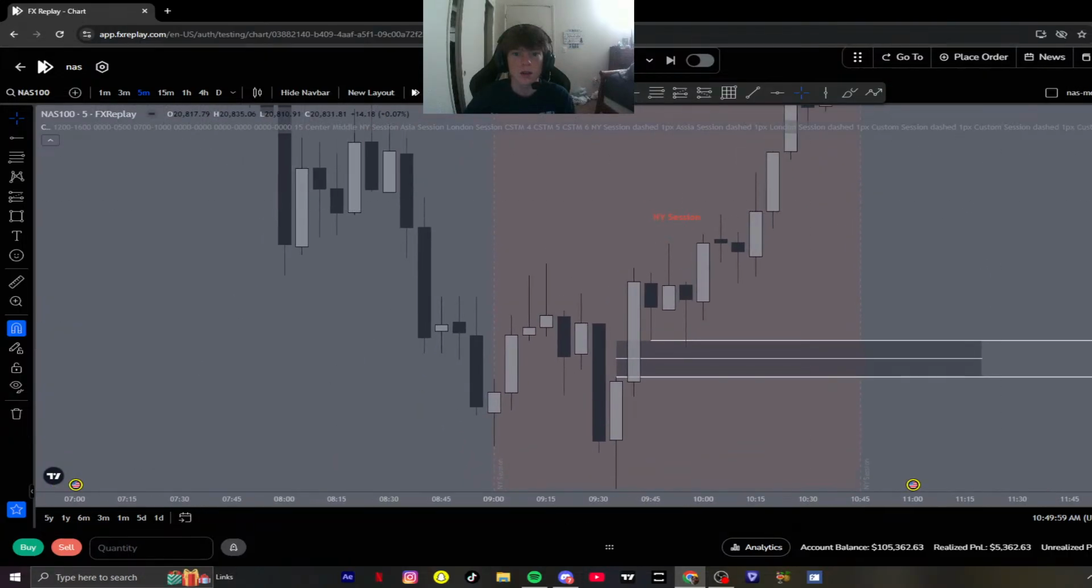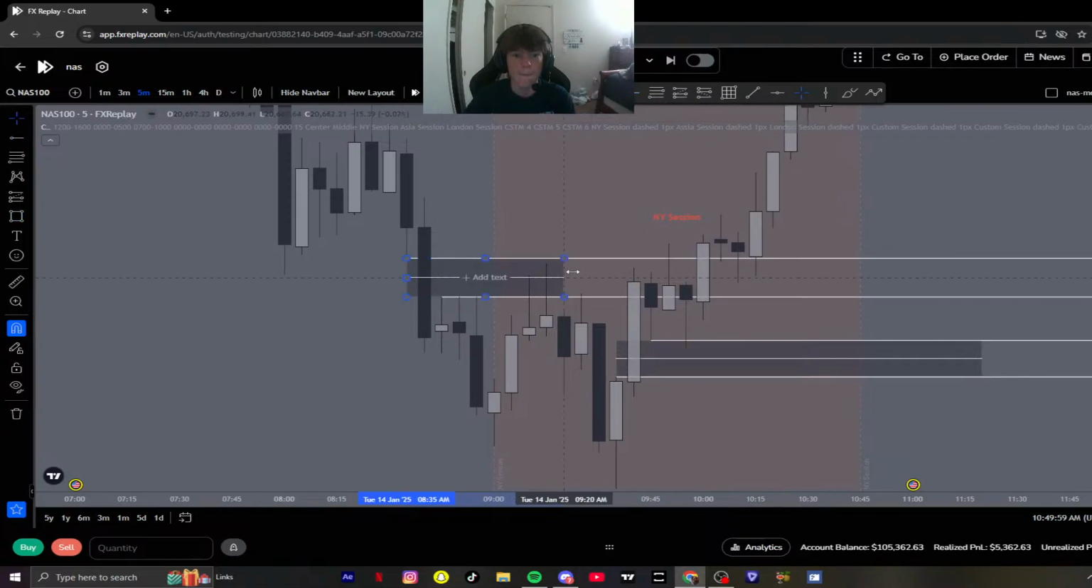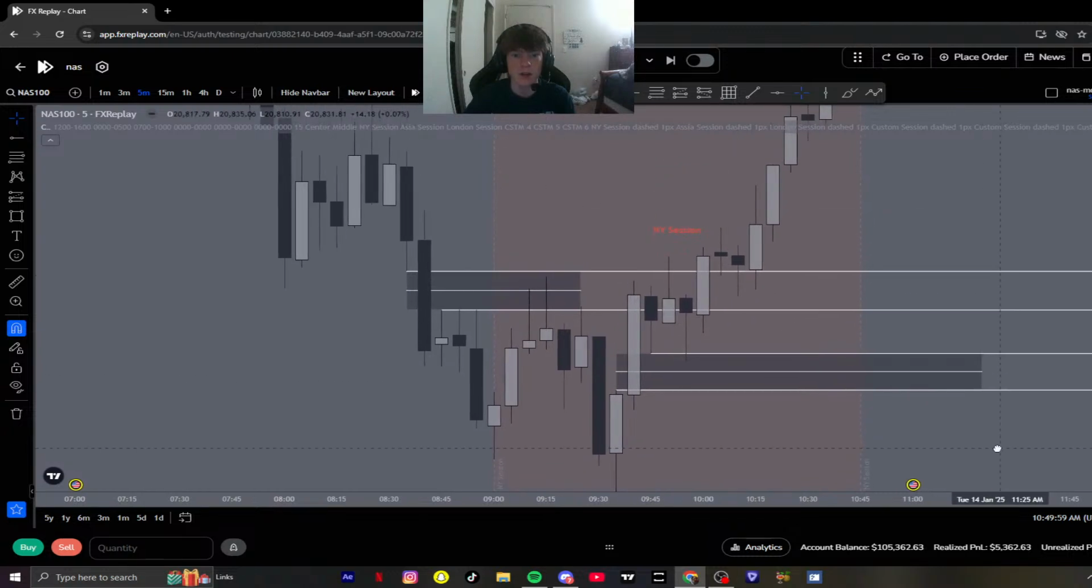Again, another candle sequence. Ready? 1, 2, 3. Wick there. Wick there. Doesn't overlap. What does price do? Price taps into it and then continues to go down, okay?